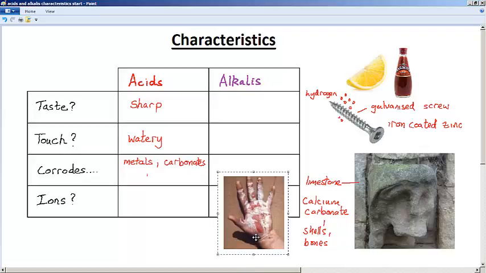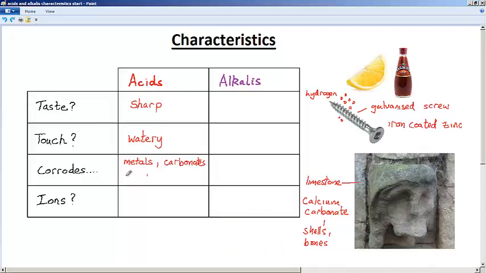Now, here we have a rather unpleasant photograph here. Somebody has spilt an acid on their hands, and as a result the acid has dissolved the skin. Now, I've put this here so that you know that acids can be very, very dangerous. So you can get acids that are a lot stronger, for example, than vinegar or lemon juice. And for that reason, we need to be very careful when we're dealing with acids or alkali. So let's make a note of that. Acids will also corrode organic materials, such as clothing and skin.